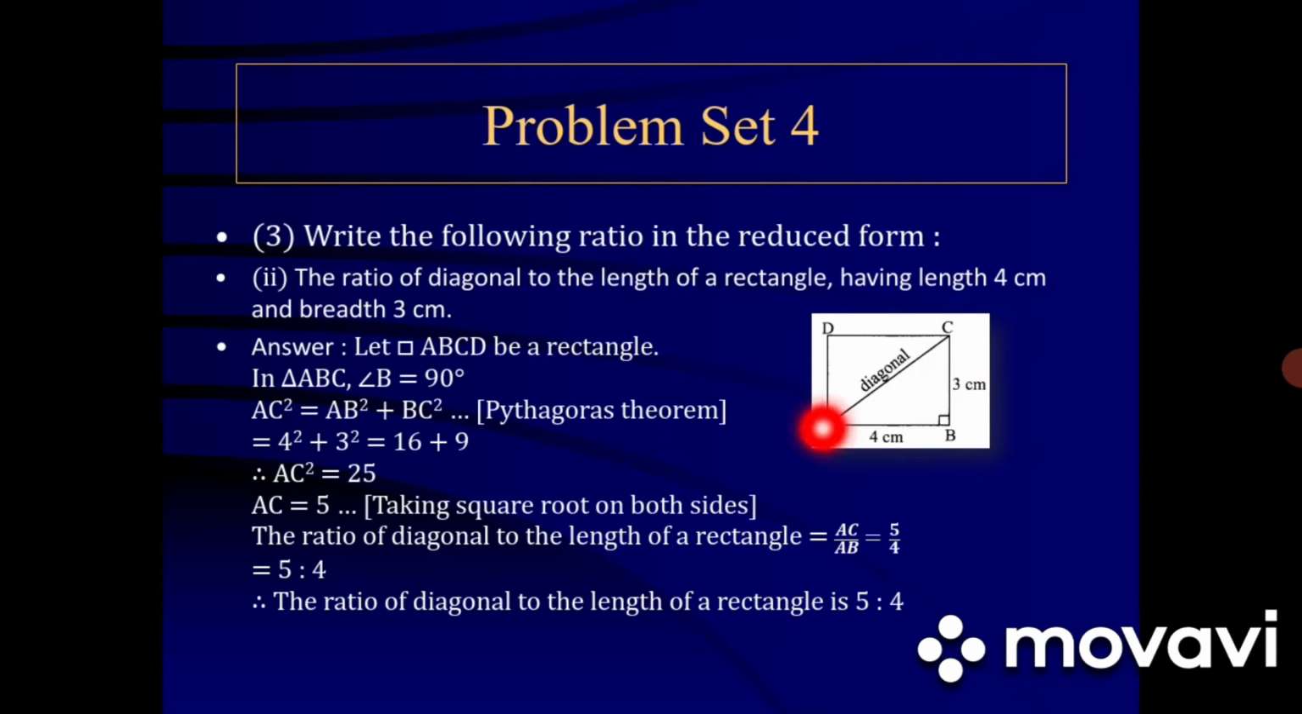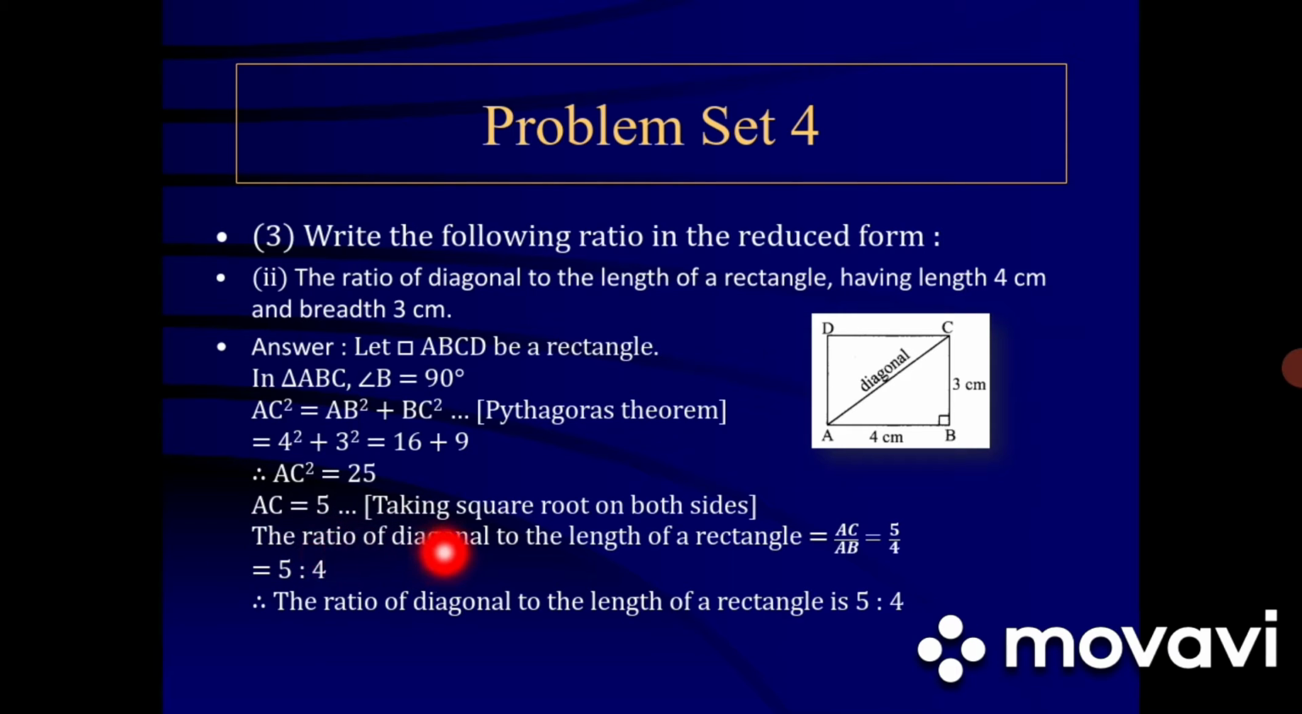AC square is equal to AB square plus BC square. Therefore, AC square is equal to 4 square plus 3 square, that is equal to 16 plus 9. Therefore, AC square is equal to 25. Therefore, taking square root on both sides, we get AC is equal to 5.